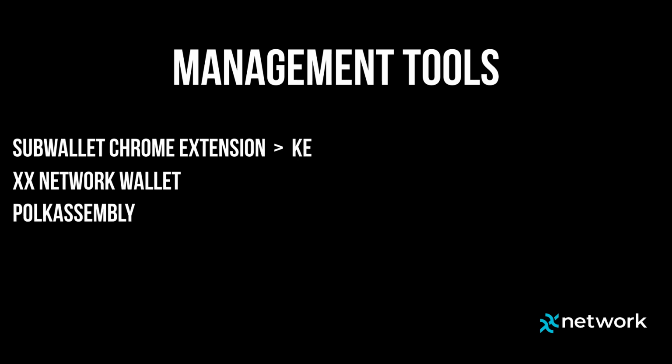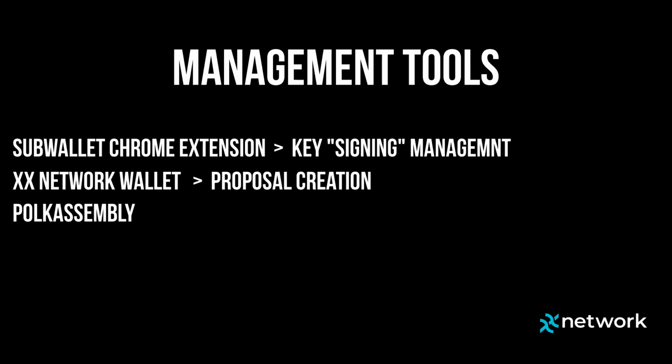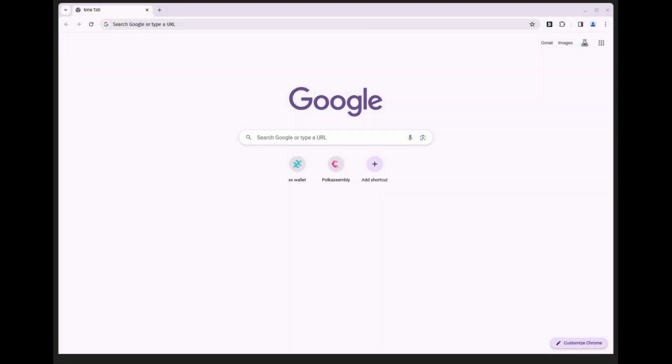The SubWallet will be used for managing keys when you need to sign things. The XX wallet will be used to create a proposal, and Polkassembly will be used to post information about the proposal that can't be stored on the blockchain. So let's get started. First thing we need to do is get a wallet loaded into SubWallet.